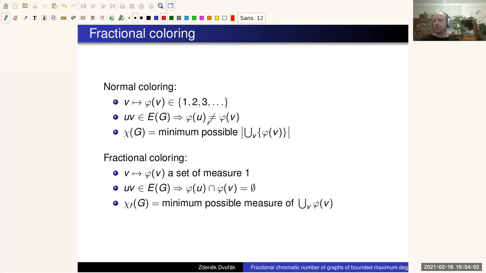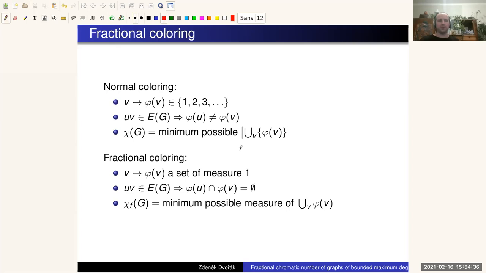So let's see how we can fractionalize the definition of normal coloring. In a normal coloring, to each vertex we are assigning a color, which can be, for example, an integer, subject to the condition that whenever two vertices are adjacent, they must get different colors. And then we are trying to minimize the total number of colors used over the whole graph.